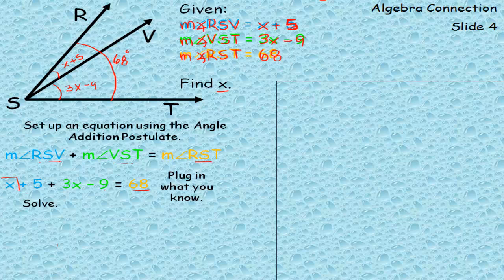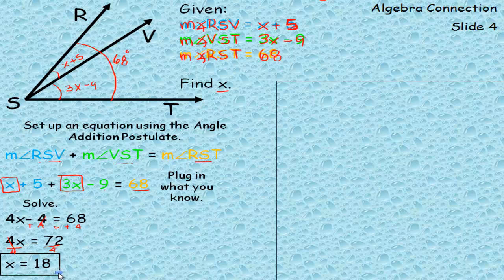These are like terms. x plus 3x makes 4x. And 5 minus 9 is negative 4. So 4x minus 4 equals 68. And now you add 4 to each side to isolate x. So you added 4 here and you added 4 here, and that's how this canceled out, and you got 4x equal to 68 plus 4, which is 72. And now you divide by 4 on each side to cancel out this 4, and x is going to equal 18. And there you found your x.